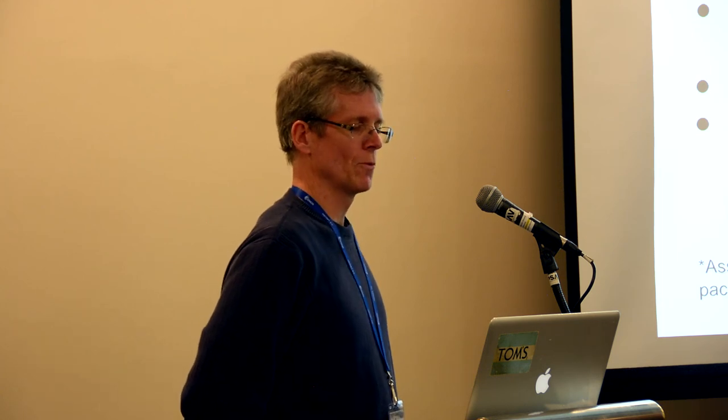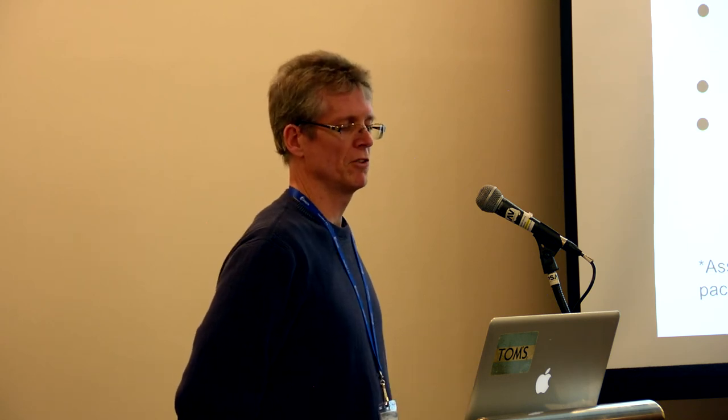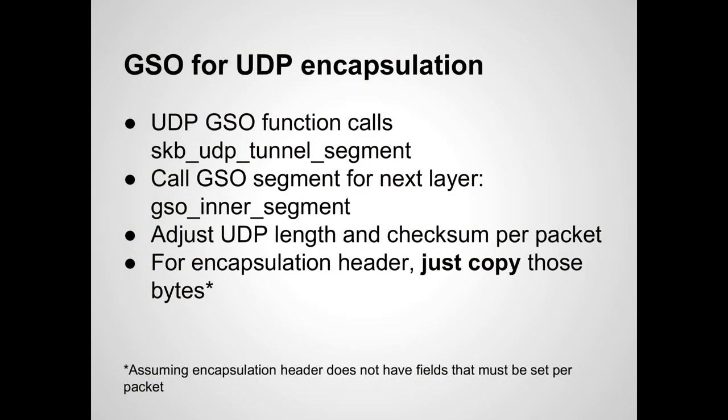So with regards to UDP encapsulation, we actually implemented a very nice implementation of this. So UDP GSO function calls SKB UDP tunnel segment. It will know that this is basically a UDP tunnel through some flags in the SK buff. So the first thing it does is basically call the same function for the next protocol layer. So UDP will get this. We will somehow figure out that UDP is encapsulating an IP packet. So we'll call the GSO for the IP packet. And in turn, the IP packet calls GSO for TCP. So it's kind of a chained set of callbacks.